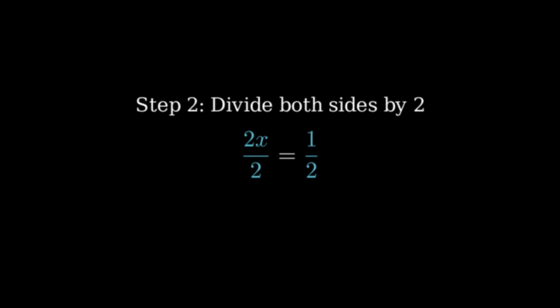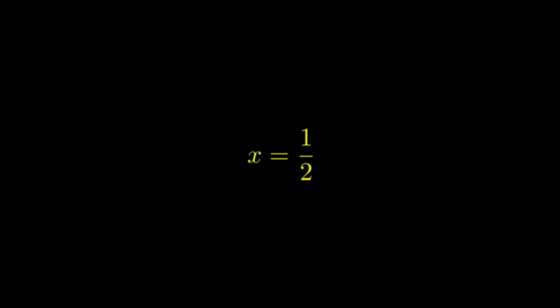On the left side, we have 2x divided by 2, and on the right side, we have 1 divided by 2. On the left side, 2x divided by 2 simplifies to just x, since 2 divided by 2 equals 1. On the right side, 1 divided by 2 gives us 1/2. So the solution to our linear equation is x equals 1/2.